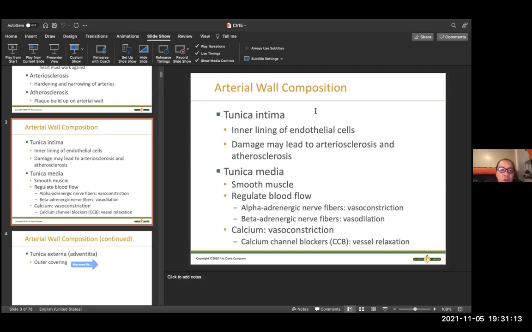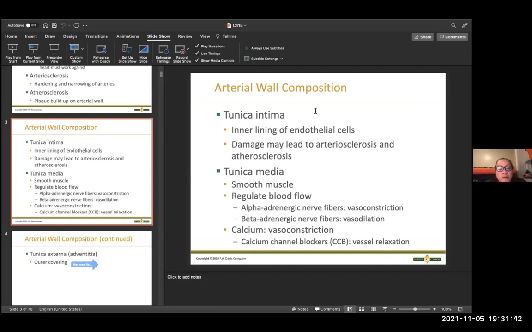So the next is the media. It's a smooth muscle. Always remember, it's a smooth muscle. It regulates blood flow, with alpha adrenergic nerve fibers. It vasoconstricts and vasodilates, so it's the media that's responsible for that. And I want you to remember calcium. According to my professor also, calcium is very important. It has an important role in the cardiovascular system.